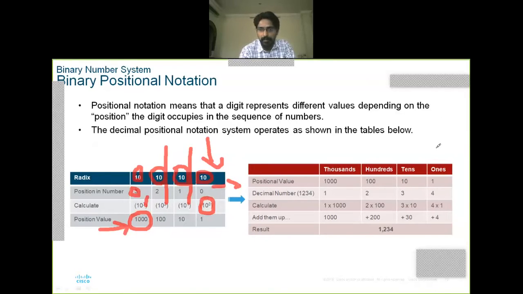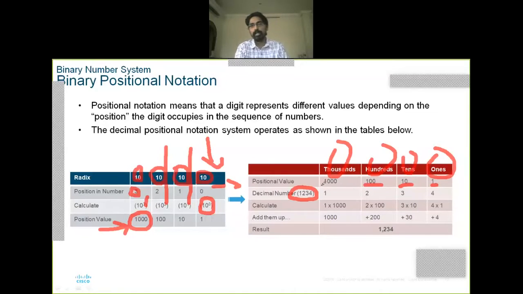For example, consider this decimal number 1, 2, 3, 4. How will we read that one? 1234. But actually how is it coming? Using the position value. Same thing: units, tens, hundreds, thousands. Unit means 1, tens means 10, hundreds means 100, thousands means 1000, right?